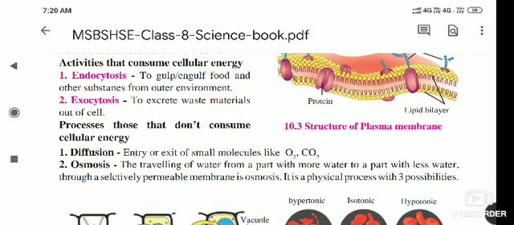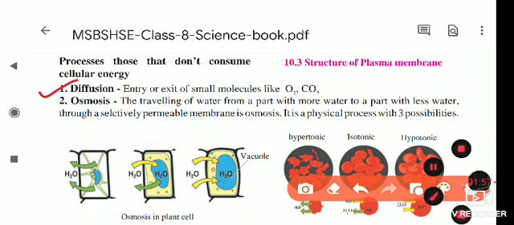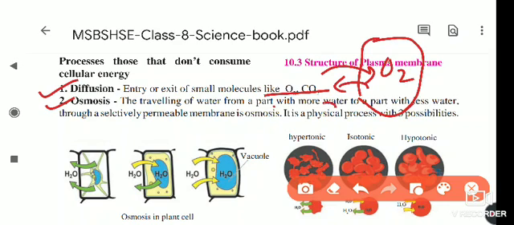So which are those processes? These processes are diffusion and osmosis. Diffusion means entry or exit of small molecules like water, oxygen and CO2. Suppose this is the cell's body, and the entry of O2 or exit of O2 and CO2 from the cell's body is called diffusion.